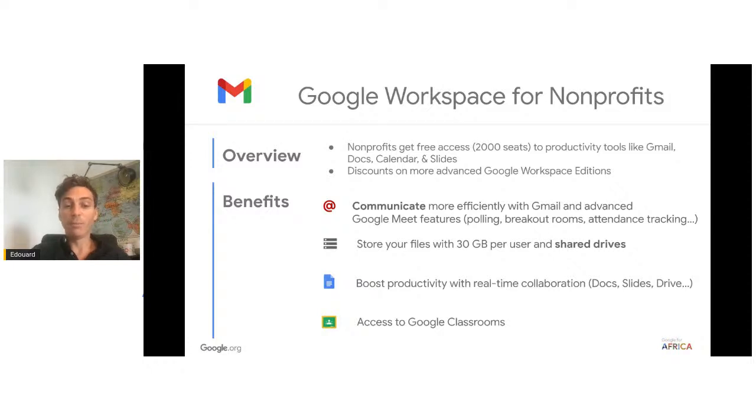When it comes to collaboration, sharing documents is also really important. Well, you can store your files with 30 gigabytes per user, and you get access to shared drives, which is normally not available. Collaborating can also boost your productivity with real-time tools like Google Docs, Slides, Drive. Wherever you are, you can use the same doc at the same time, leave comments, suggestions, and check the history. We all had this moment where a file would disappear. Well, now with the history turned on, you can actually get all your work back.